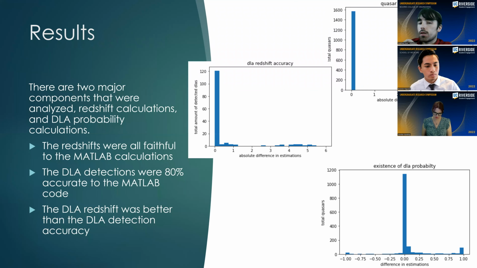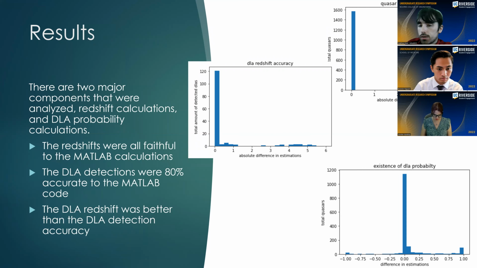And so after running 1,589 quasars through the testing code for both, I compared the redshift accuracy, the DLA redshift accuracy, and the existence of DLA probabilities between the MATLAB and the Python version, and learned that the redshift calculations, as shown in this graph, are all usually faithful to the MATLAB, except for one outlier, possibly due to a bug, since it's closer to 0 here as the absolute difference.